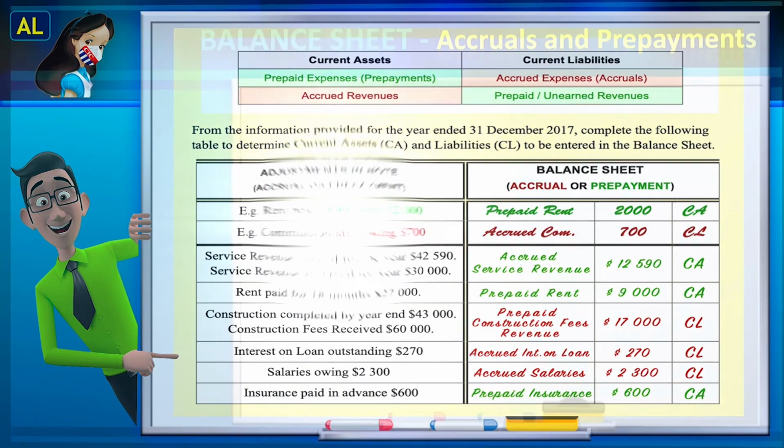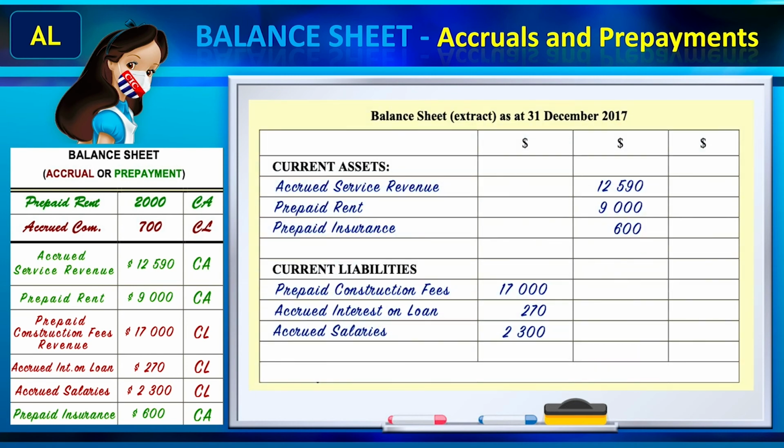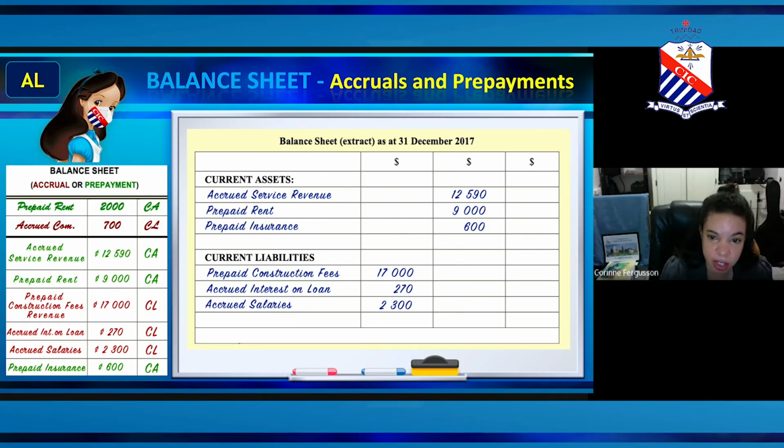So that means when you go down here, all you had to do when you have the correct answers is to now place it in the balance sheet. For example, here, your current assets, accrued revenue, which is a current asset. So you have to put the accrued revenue. You're not going to come and put accrued revenue. You have to be specific what the revenue is. So you have service revenue. So accrued service revenue, and you would put the amount, which is the 12,590.